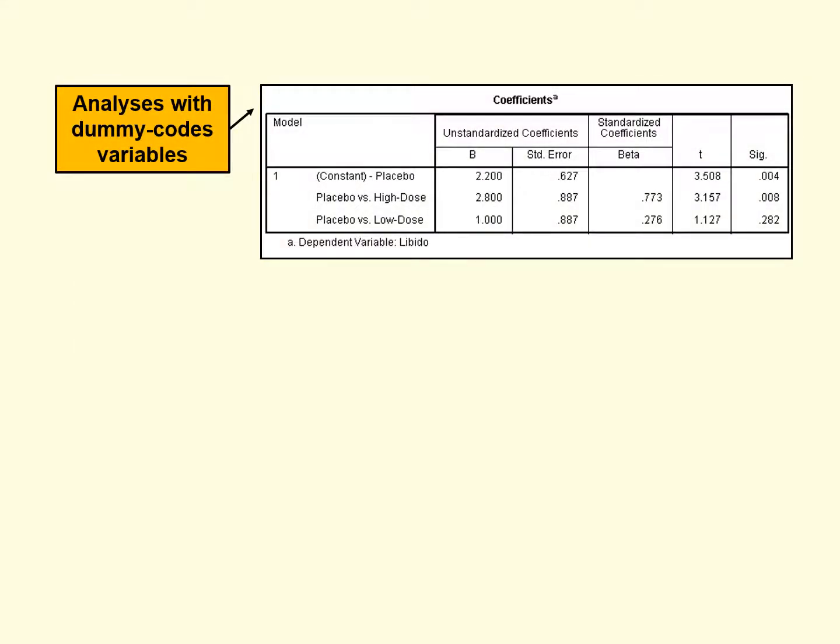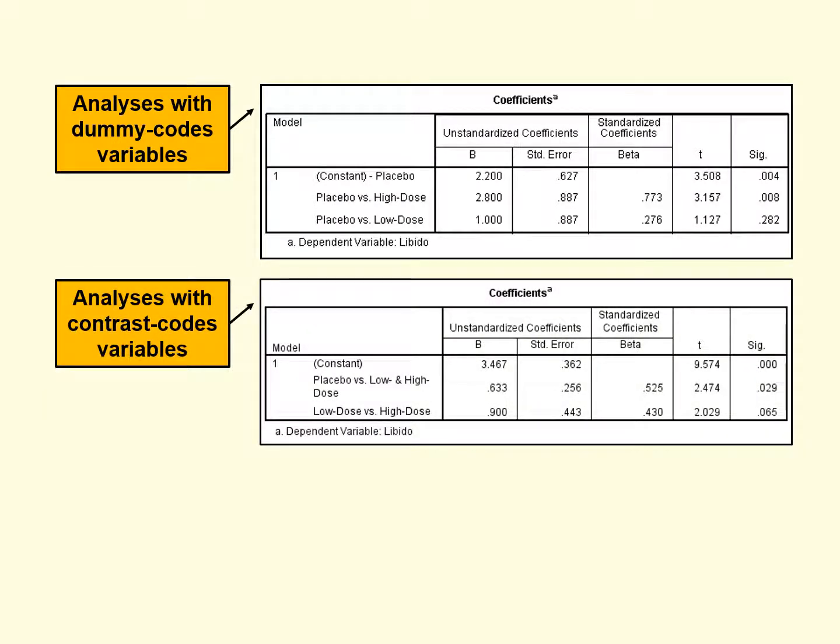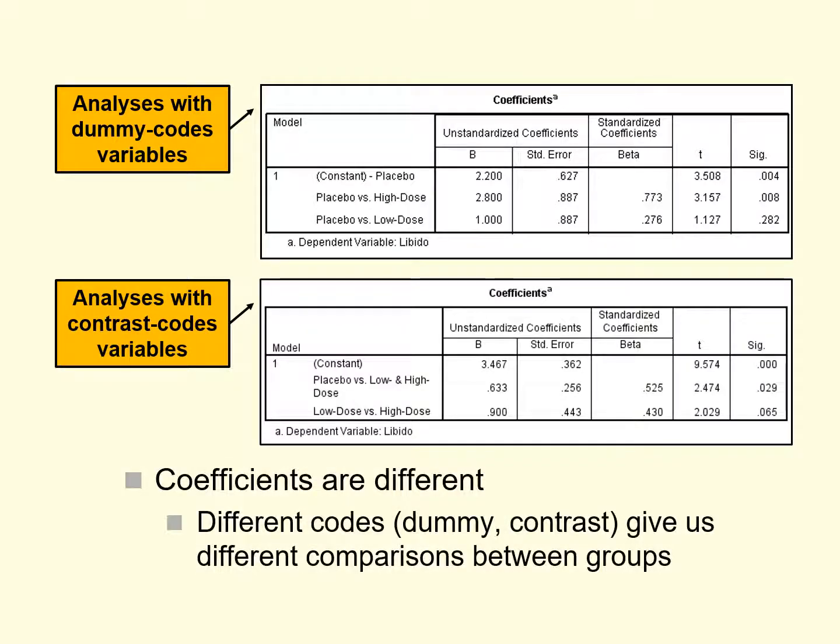And here are the coefficients when we use the dummy codes. And here are the coefficients when we use the contrast codes. And of course these are different because they refer to different comparisons. And again, this depends entirely on what you are interested in. If you want to compare each dose to the placebo dose, then clearly the dummy codes are the right way to go. If you like this approach of doing placebo and low and high versus placebo, then low versus high, then these contrast codes make a lot more sense for you.